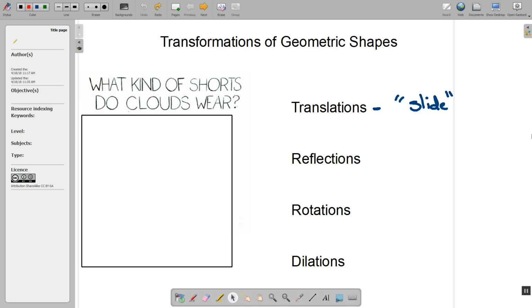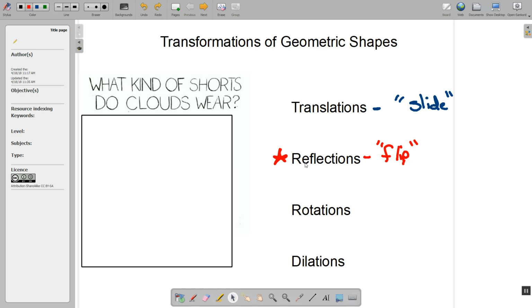Second video on transformations of geometric shapes. Our first video covered translations, or what we called slides. This video today is going to cover reflections, or just like you're looking into a mirror, everything seems a little bit backwards, so we call these flips.